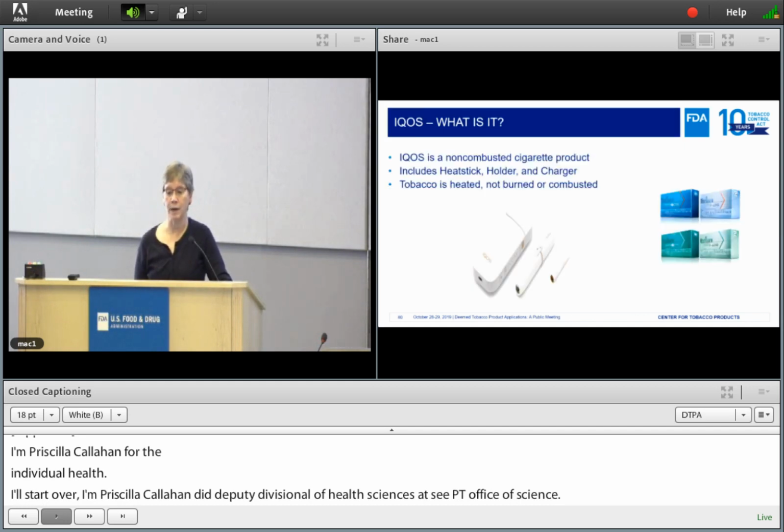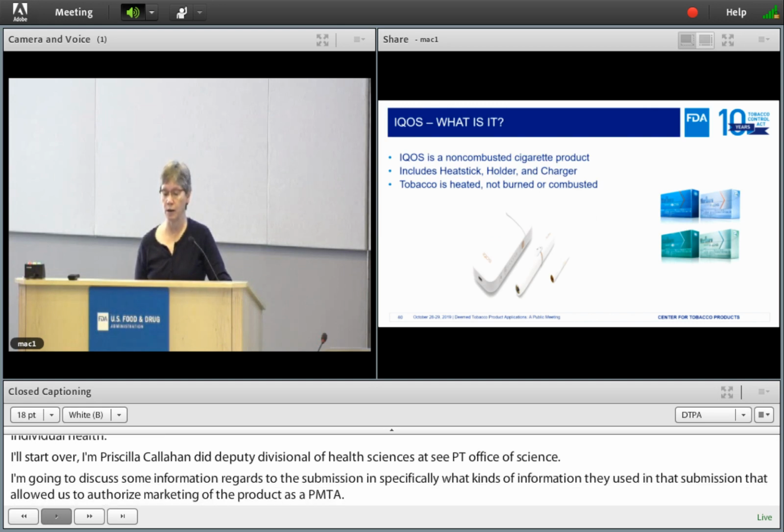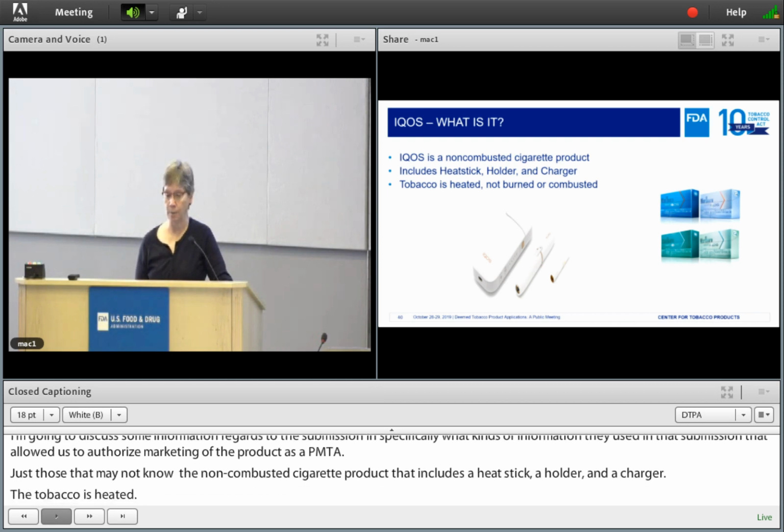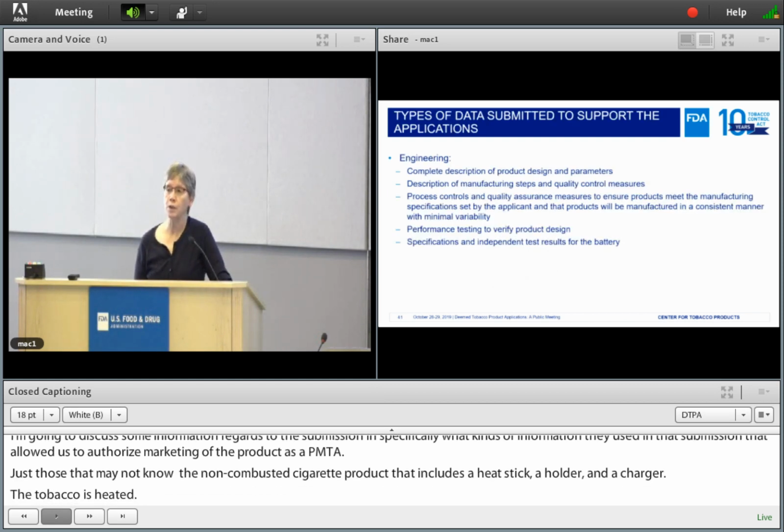So just for those that may not know, ICOS is a non-combusted cigarette product. It includes a heat stick, a holder, and a charger. The tobacco is heated with this product. It's not burned or combusted, and I've included a picture of the device and the holder and the heat stick packaging here. So what types of information did they include in their applications?